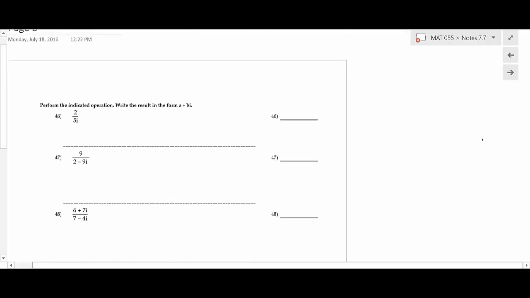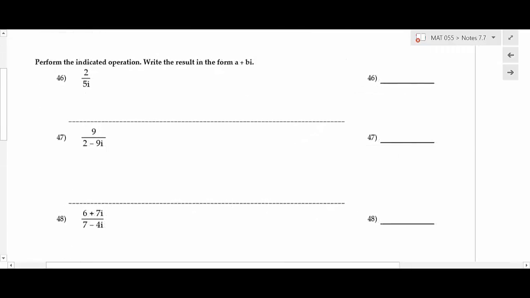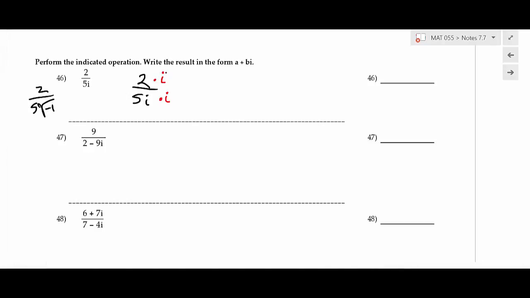Okay, so let's go through and let me show you kind of what you would do on this one. I'm going to start by just writing the problem out. And again, what this problem means is it really means 2 over 5 times square root of negative 1. What we're really doing is rationalizing the denominator. So it turns out on this one, all you've got to do is just multiply by i. Okay? No conjugate, because that denominator just has a 5i in it.